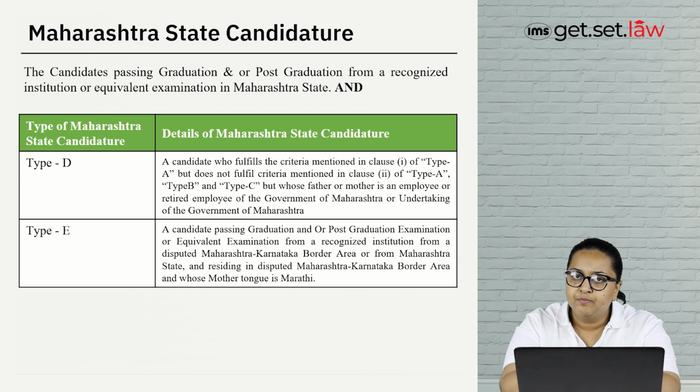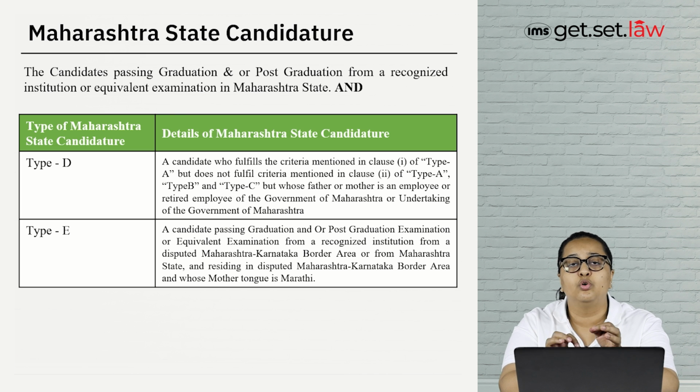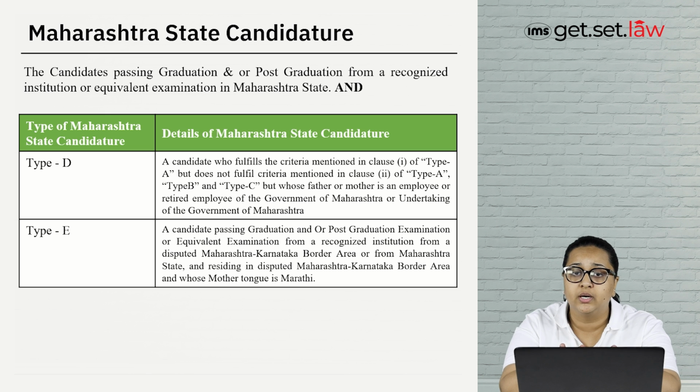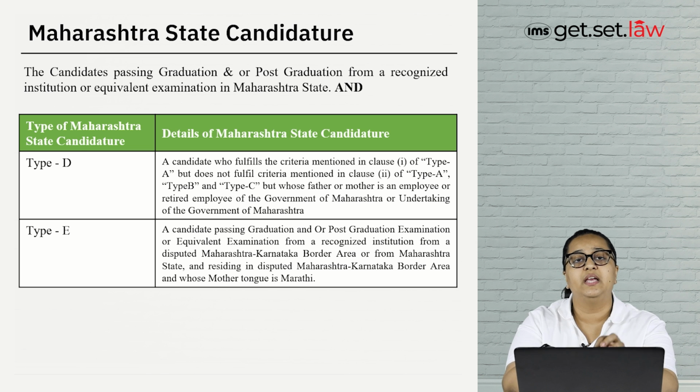That is Type D. And coming to the last type, a candidate passing graduation or post-graduation or equivalent examination from a recognized institution located in a disputed area of the Maharashtra-Karnataka border, similarly residing in a disputed area of the Maharashtra-Karnataka border, and whose mother tongue is Marathi. These are the types of candidature. So please be aware of all the 5 types.